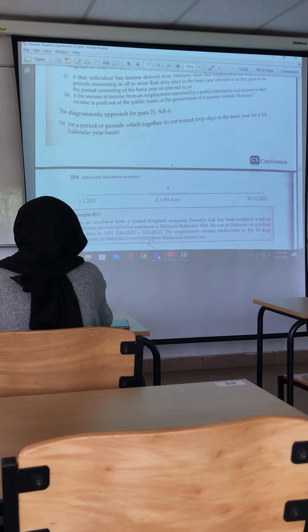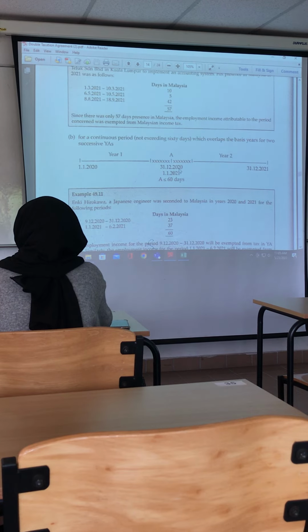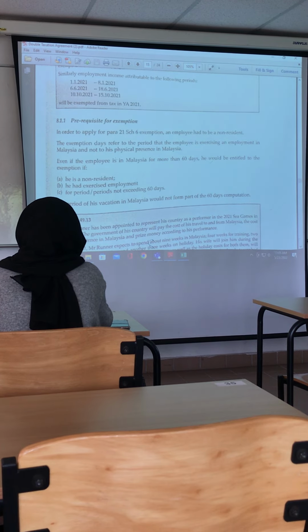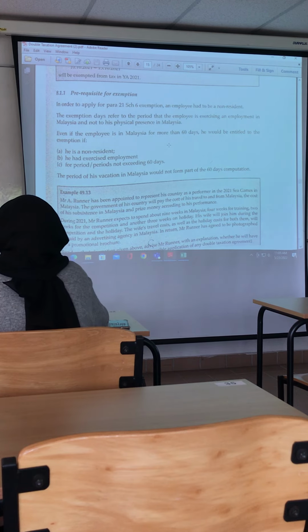The second one is this one, the 30 days, 60 days, A plus B. It could also be towards the end where the period covers 2 years but is still within 60 days. You can claim exemption also. Then in order for you to claim the exemption, you must be a non-resident person exercising employment, and the period does not exceed 60 days. So you must make sure that you are non-resident. The employment must be 60 days or less, but you must not be a resident person. So you must make sure that you don't fulfill the 71 ABCD.